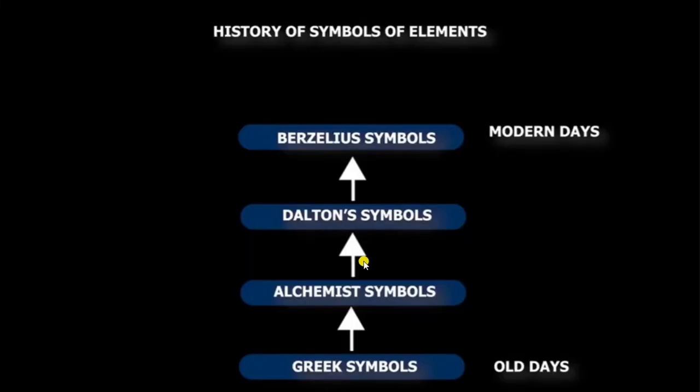Now we will study the history of the symbols of elements. In the beginning, Greek symbols were used, since scientists were eager to represent different elements in the form of symbols. In this video we will learn about the history of symbols of elements and how they became better and better with time. Starting from Greek symbols, then the alchemists came and formed the alchemist symbols. Then the scientist Dalton came, so Dalton symbols were there, and the last one was the Berzelius symbols. These are the modern day symbols, and the current ones we are using are a modified version of the Berzelius symbols.